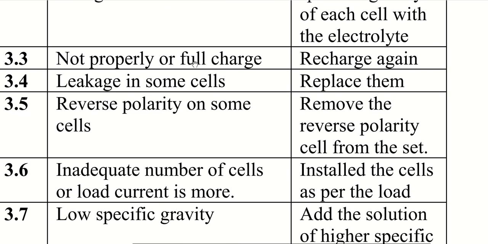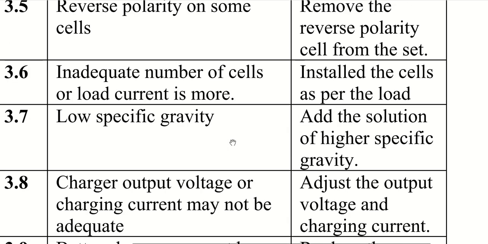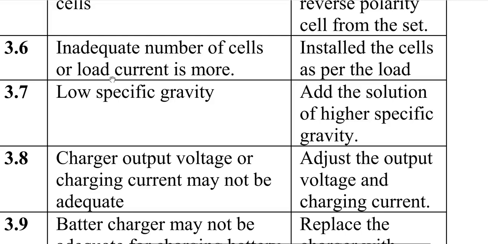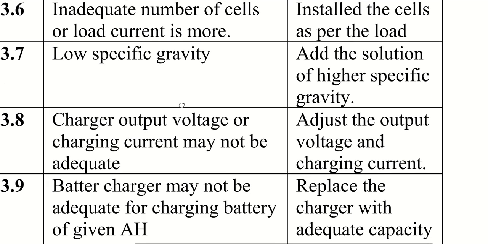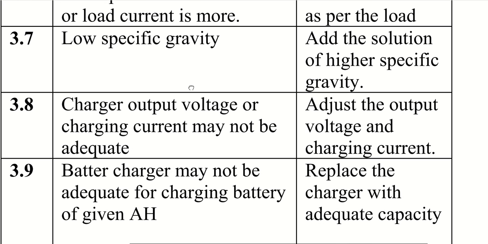Not properly or fully charged. You have to charge it again. Leakage in some cells. Replace the cells. Reverse polarity on some cells. Remove the reverse polarity of those cells, and the problem will be solved. Inadequate number of cells or load current is more. Install the cells as per the load. So if your cell is not as per the load, then that will also cause problems.